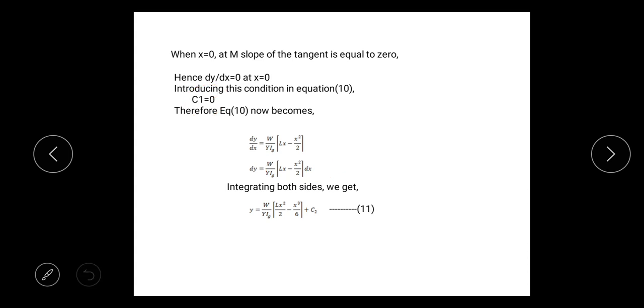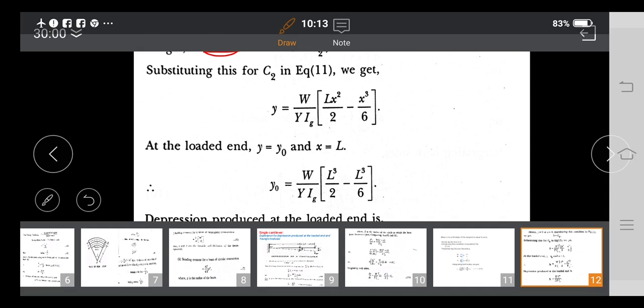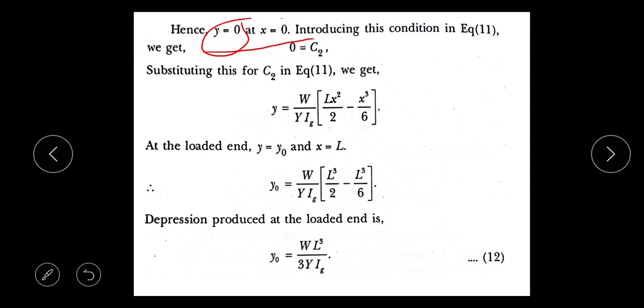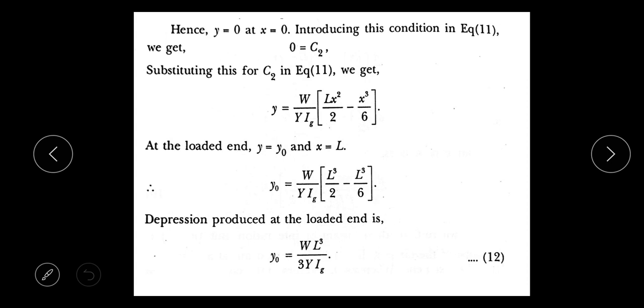Again, to remove the constant of integration C2, we have to take another condition. At x is equal to 0, again y is equal to 0. What is y? Y is the depression. Depression does not exist at the fixed end. At that point x is equal to 0, so y is also equal to 0. So substituting that in equation 11, we substitute x is equal to 0 and y is equal to 0. At that time C2 becomes equal to 0. So again we rewrite the above equation. Equation 11 can be written like this.